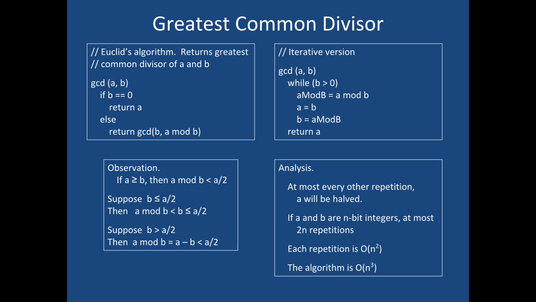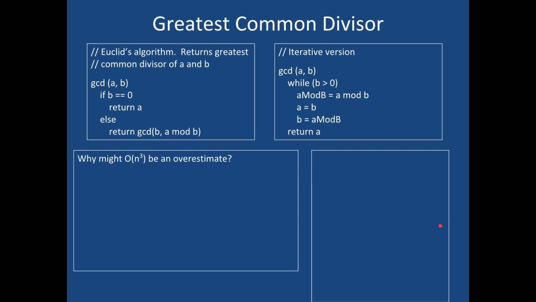Yeah, assuming that those 2n repetitions are done every time. Okay, so it has to do with the repetition. We were assuming that every other step, A was cut in half. And that's a worst case as well. It could be cut in more than half, and it won't necessarily take two steps for it to happen. That was just an upper bound. It turns out that in practice, you get an n squared operation.